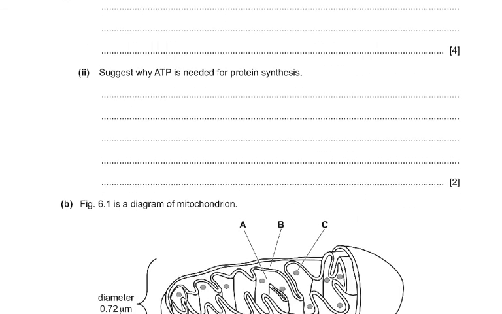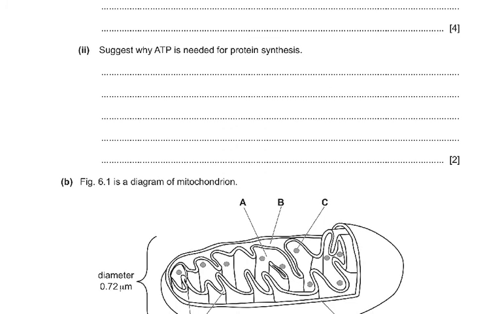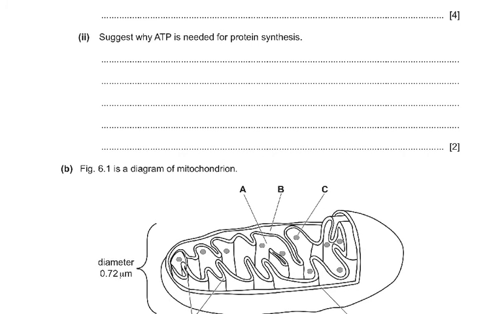Suggest why ATP is needed for protein synthesis. Why is ATP needed for protein synthesis? Unwinding the DNA, activating the RNA nucleotides. We need it for mRNA synthesis, the peptide bond formation between amino acids. And then we need energy for post-translational modification, or moving the ribosomes along the mRNA, or the movement of the mRNA from the nucleus. So all these were acceptable points for part 1 and part 2.